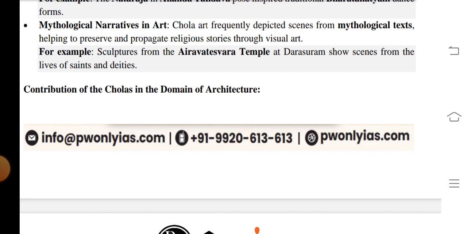The Cholas frequently depicted scenes from mythological texts, helping to present and propagate religious stories through visual art. For example, sculptures from the era at the Airavateshwara temple at Darasuram show scenes from the lives of saints and deities.